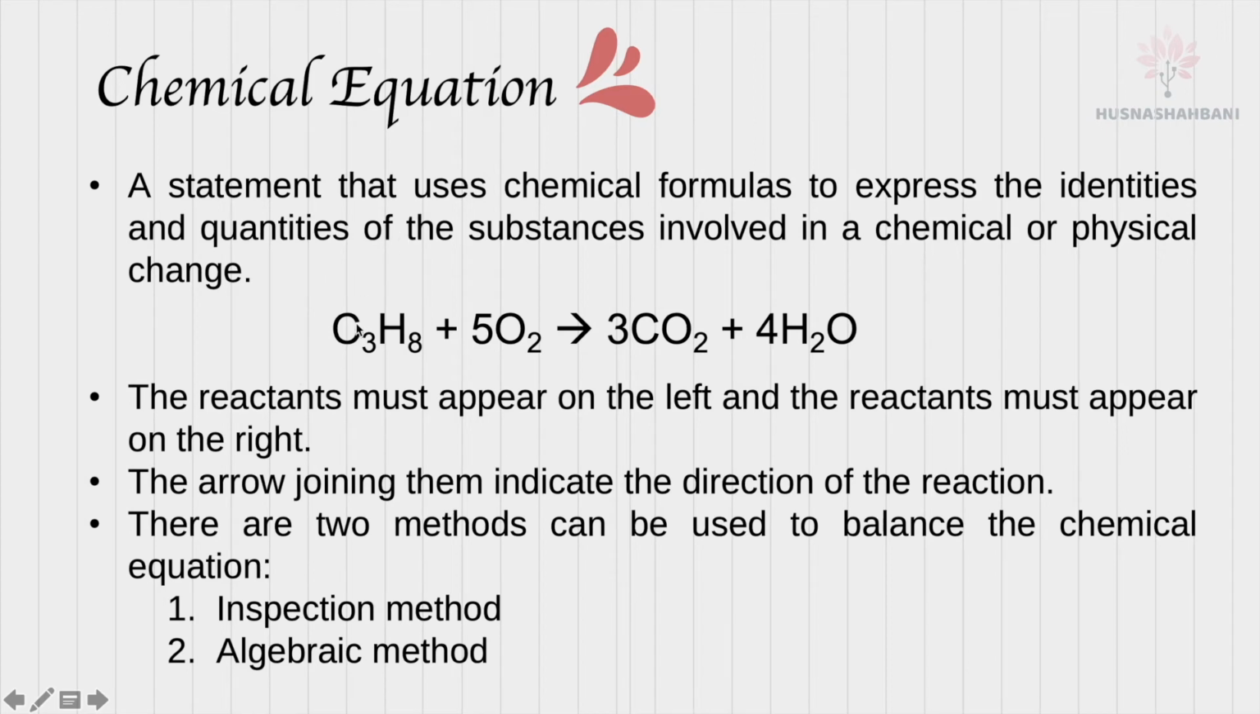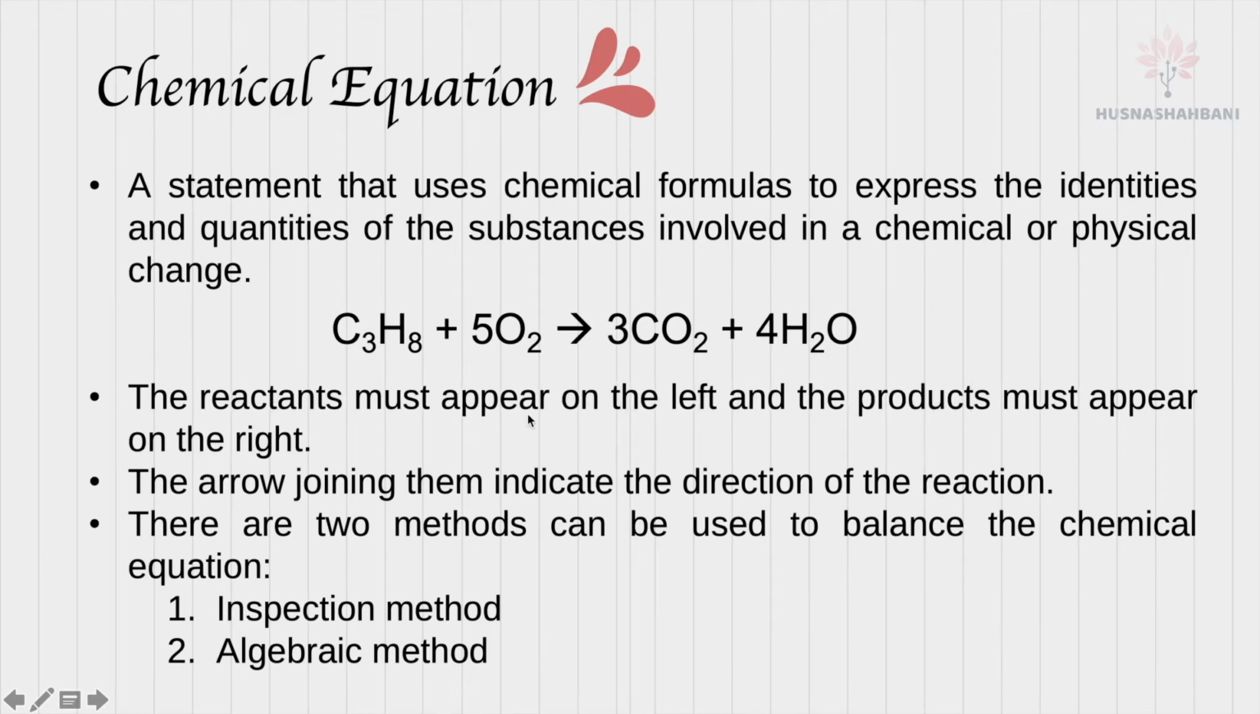For example, C3H8 plus 5 oxygen. The products are, these two are reactants, the products are 3 carbon dioxide plus 4 water. This is an example of a chemical equation. This involves a chemical or physical change.